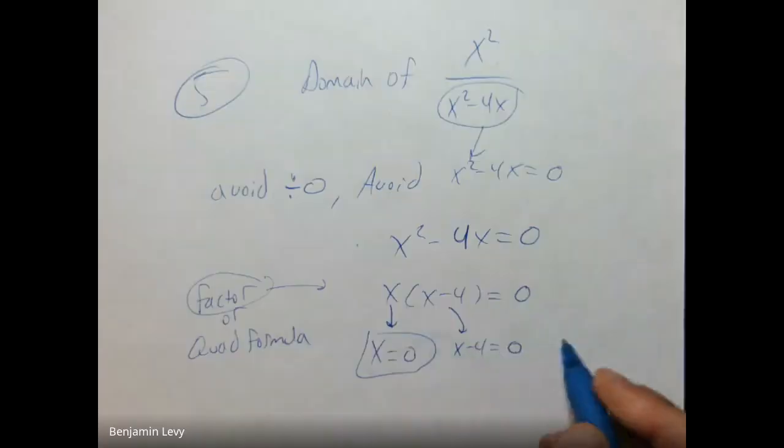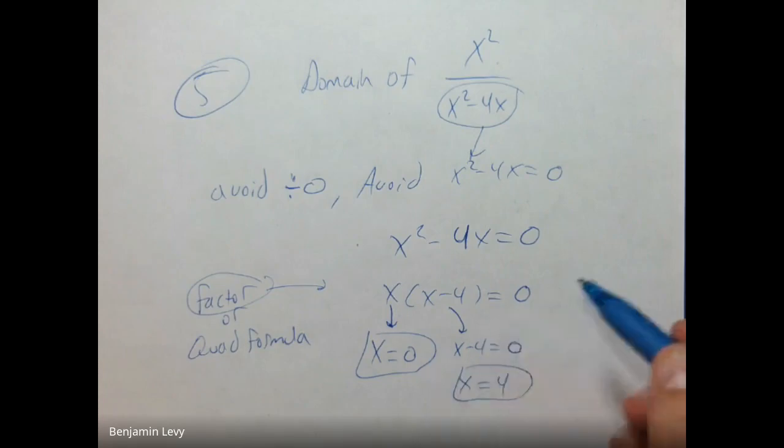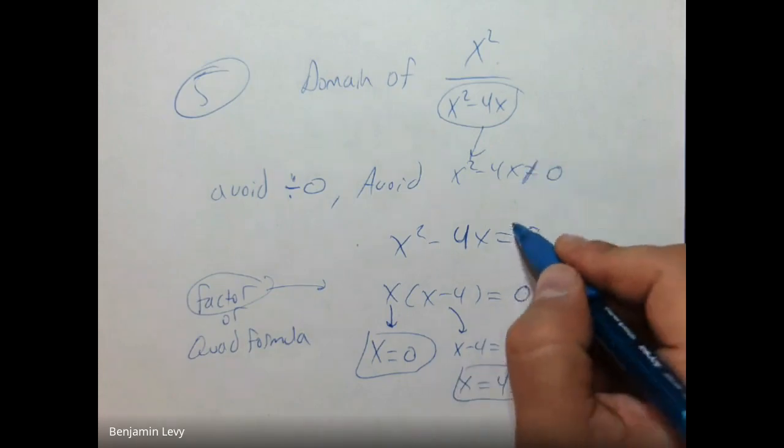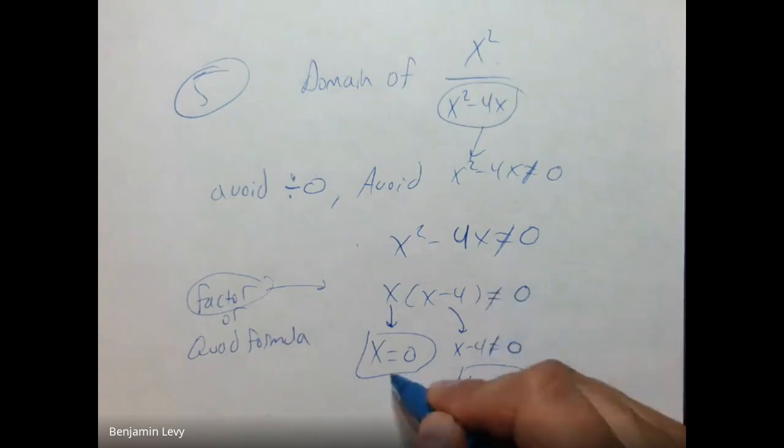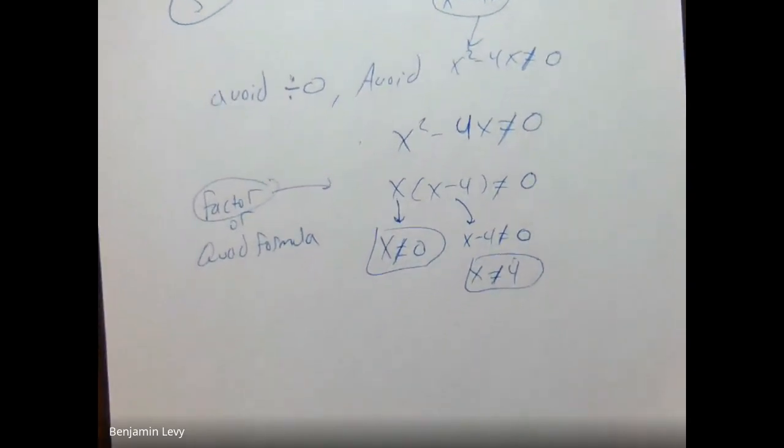So this is one of them. Add the 4. This is another thing. So we're trying to avoid x being equal to 0, right? We want these things to not be 0. So we want x to not be 0 or 4. Okay, so what does that look like as an interval?